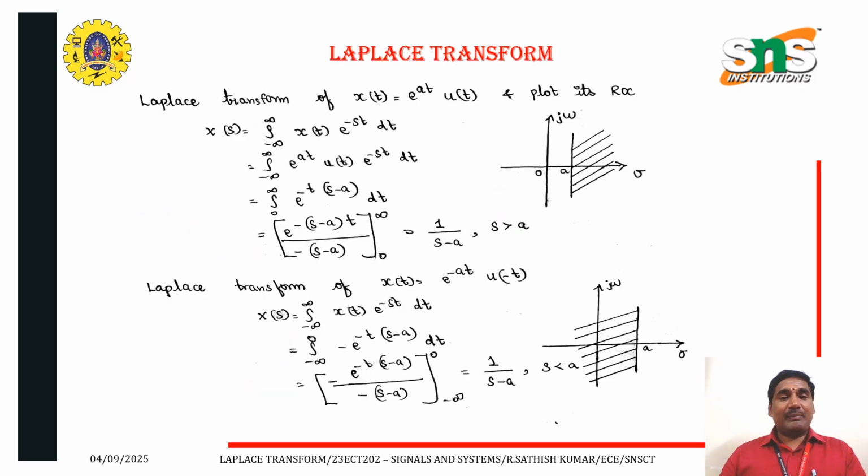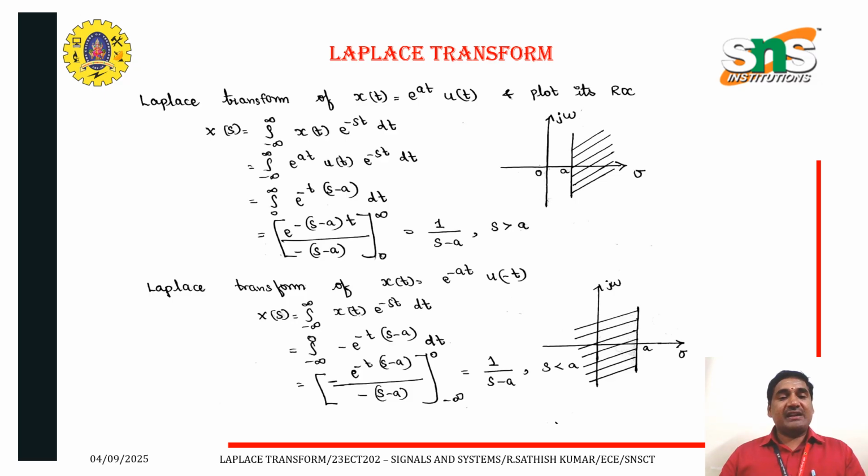Next one, find the Laplace transform of x of t equal to e power minus at into u of t and plot its ROC. Therefore, the formula of Laplace transform is X of s is equal to integral over minus infinity to plus infinity x of t into e power minus st into dt. X of t is nothing but e power minus at into u of t. See, u of t condition means we can take the limits from 0 to infinity. e power minus t, we can take it as common, s plus a into dt.